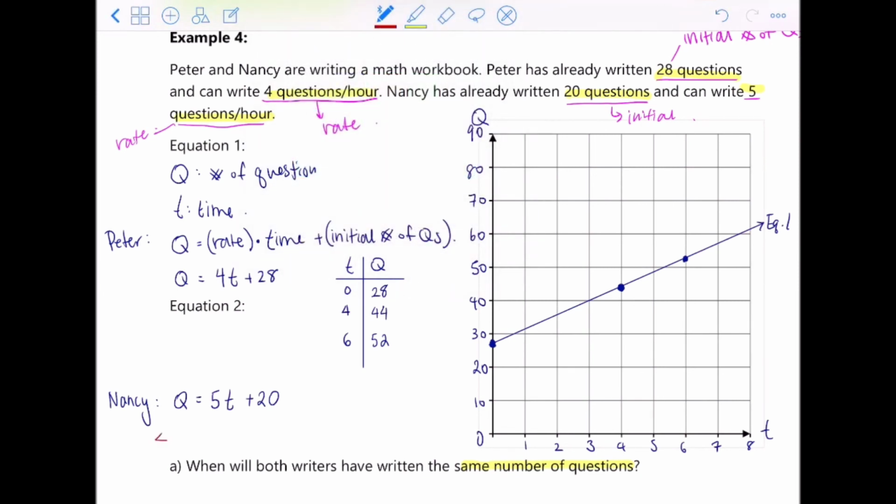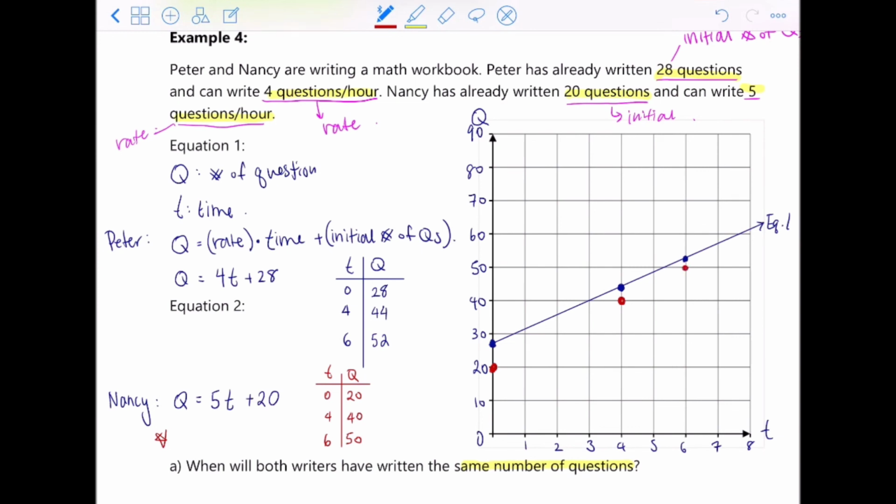For equation 2, I'll use red color. We do need a table of values here as well. So T and then Q. Let's do 0, 4, and 6 again. At time equals 0, we get 20 questions. At time equal to 4, we get 40. And then 6, 50. All right, so let's graph it. 0, 20, 4, 40, and 6, 50 right here.